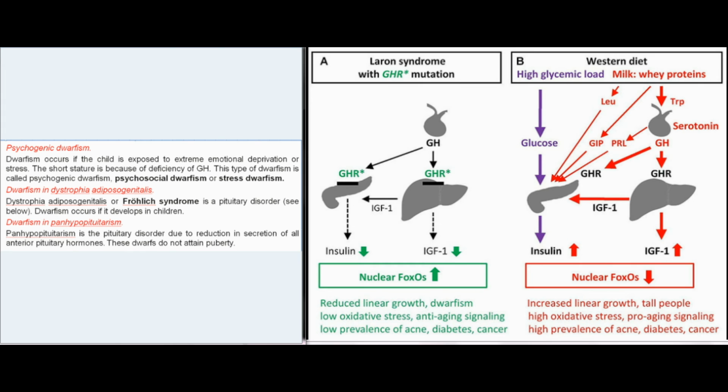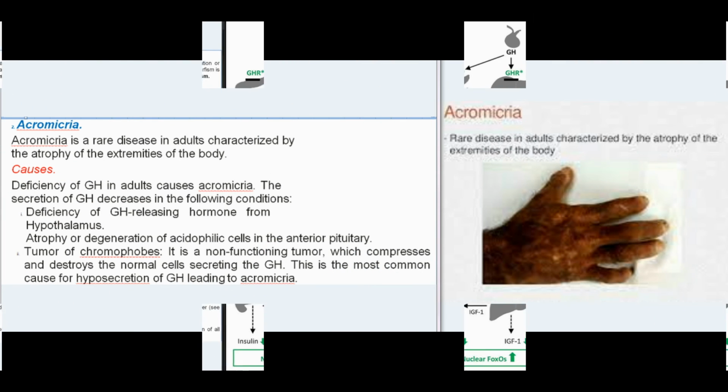Dwarfism in dystrophia adiposa genitalis. Dystrophia adiposa genitalis or Froelich syndrome is a pituitary disorder, see below. Dwarfism occurs if it develops in children. Dwarfism in panhypopituitarism. Panhypopituitarism is the pituitary disorder due to reduction in secretion of all anterior pituitary hormones. These dwarfs do not attain puberty.